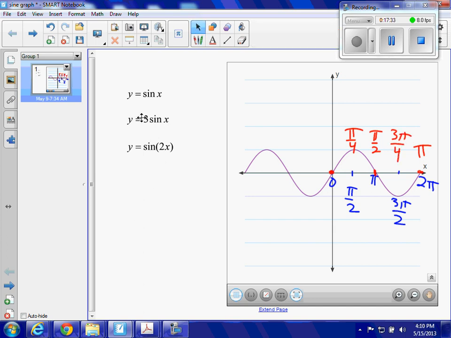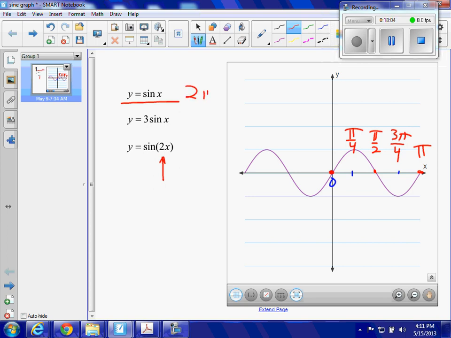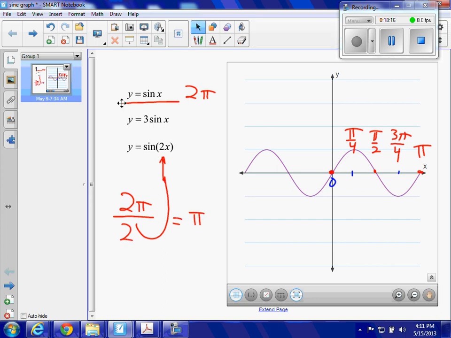So if I simply relabel my axis, similar to what I did with amplitude, I have done the same kind of compression on my graph with this new omega. So remember, the mechanical formula for doing this is I take the period of my parent function, the period of sine and of cosine is 2 pi. I take my period and I divide it by my omega, which in this case is 2, that gave me a period of pi.